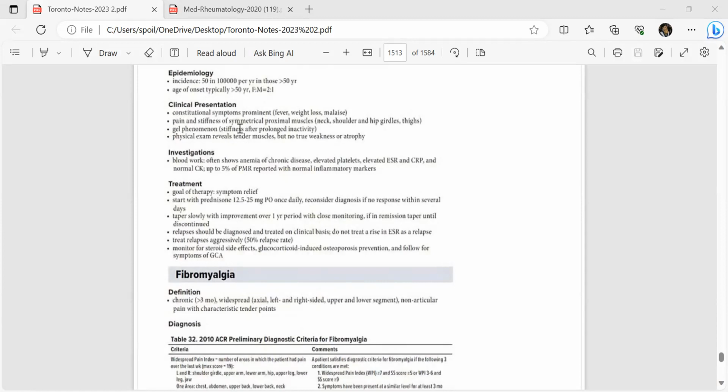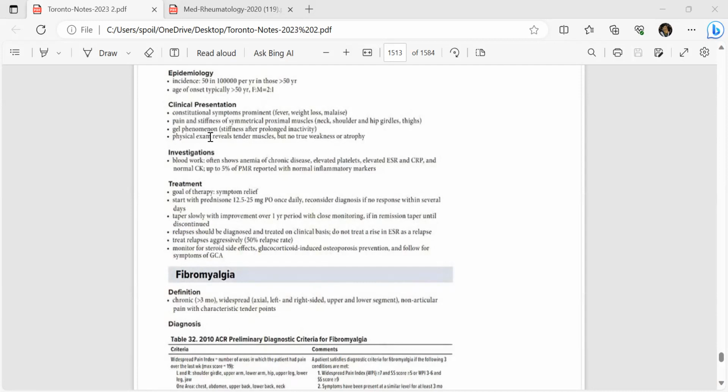Pain and stiffness are symmetrical. It will be in the symmetrical proximal muscles: neck, shoulder, hip girdles, thighs. Gel phenomenon, like stiffness after prolonged activity. So the symptoms will be the general symptoms, fever, weight loss, and malaise, and then the pain and stiffness in the neck, shoulder, and hip girdles or thighs. And the gel phenomenon will be there. That is the stiffness after prolonged inactivity.